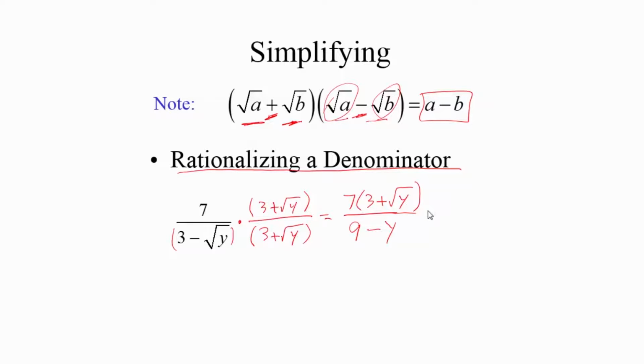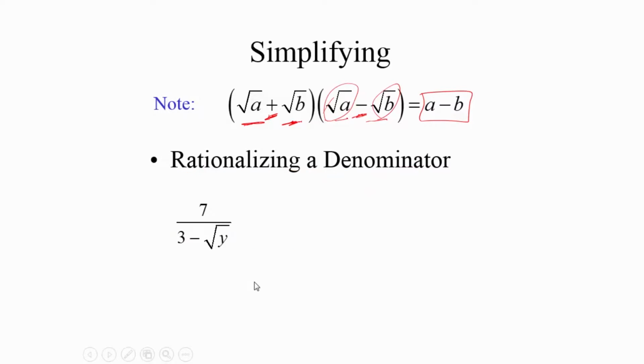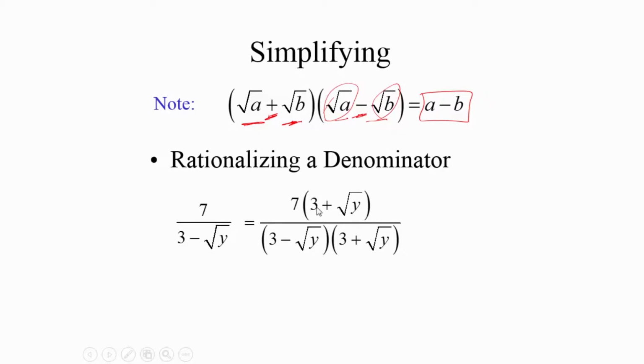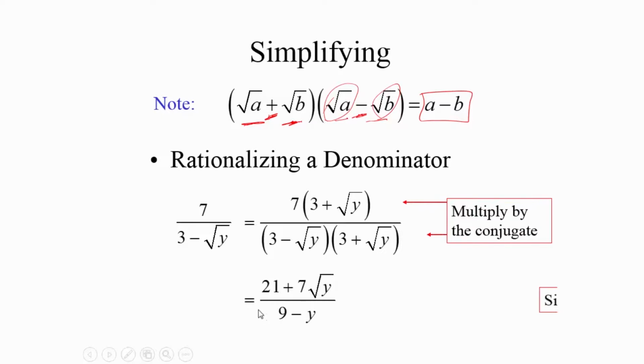This is rationalizing the denominator. As you can see, no longer do you have a radical in the denominator, which you don't want to have. And see, that's what they did. Multiply by 3 plus square root of y. 21 plus 7 square root of y, over 9 minus y. That's the final answer. That's the same thing we got moments ago.